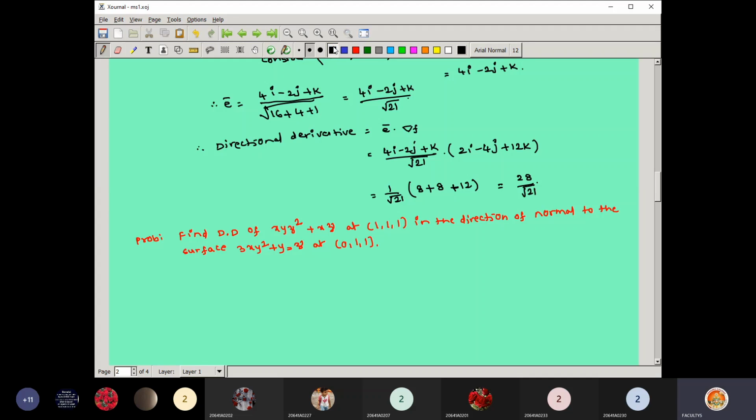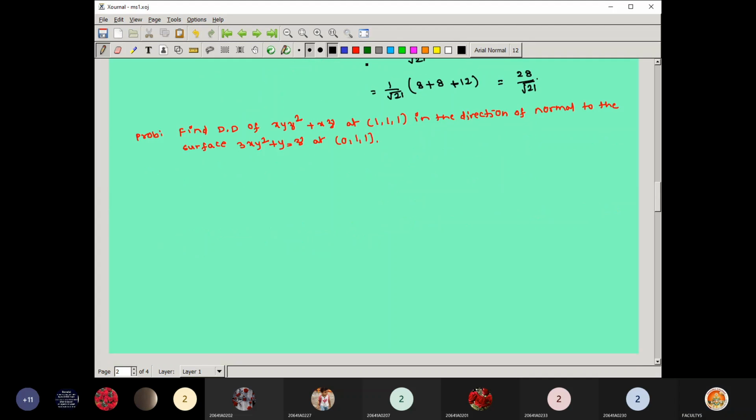Take a look at our problem. Are you getting any difference here? It asks to find the directional derivative of a given function. That function is automatically a scalar function, at that particular point in the direction of the normal to the surface, but there is no vector. Again they have given one more scalar. So the problem is that for the given scalar you are calculating the vector. Let's see, go step by step.